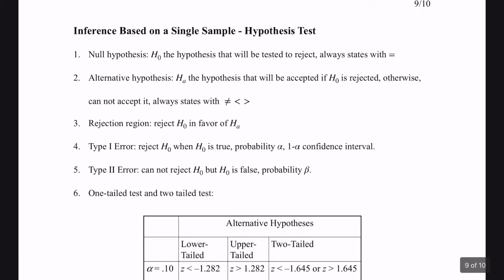All right, everyone. Let's continue our discussion on hypothesis testing. You can see that hypothesis testing and confidence interval have the same title: inference based on a single sample. So we are still dealing with a single sample, and we are using the only sample we have to make some inference about the population.